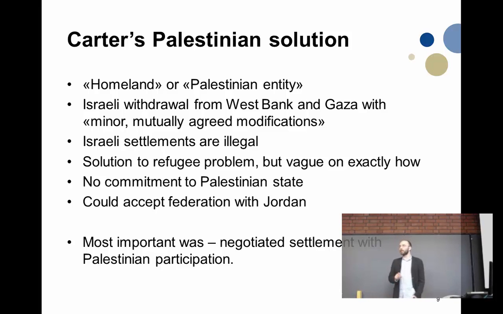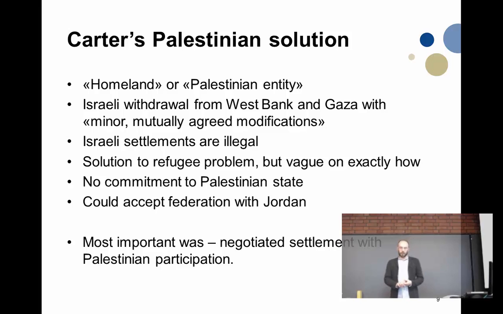He was the first US president to say that Israeli settlements are not only a problem to peace, but that they are in fact illegal. Now, a lot of the American leaders had agreed to this, but they never said so publicly. Carter went full out and said they are illegal. He talked about a solution to the refugee problem, but it was still vague exactly how. There was no commitment to a Palestinian state, and he could accept a federation with Jordan.